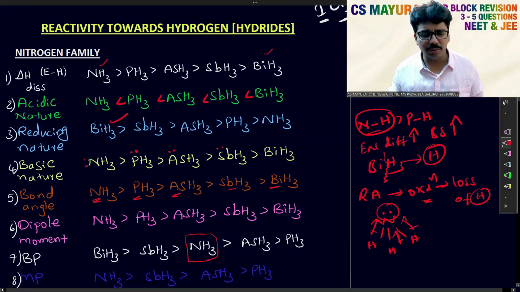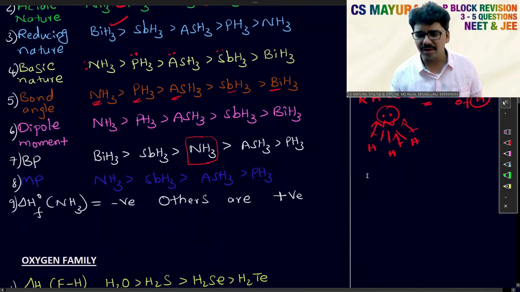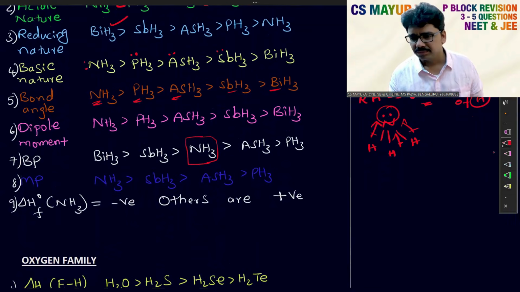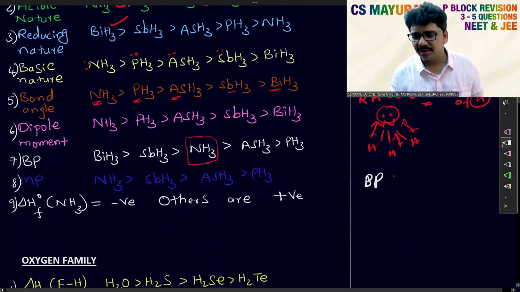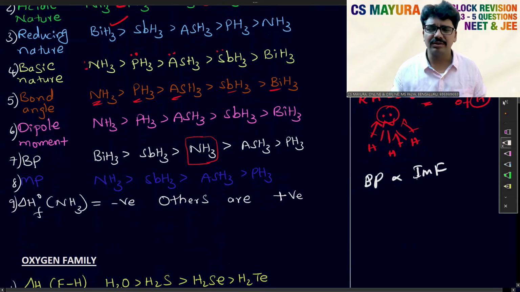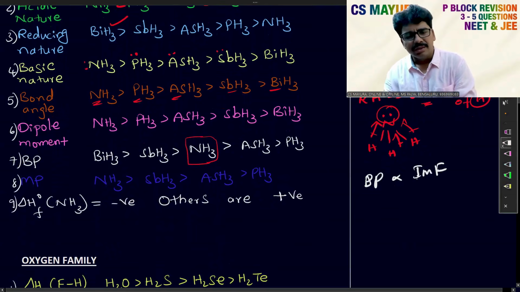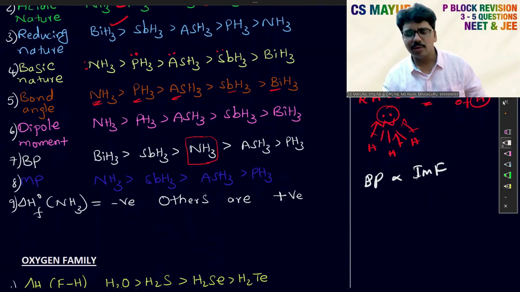Now, dipole moment. Dipole moment depends on the electronegativity difference. We know that nitrogen has higher electronegativity, so the bond pair movement towards nitrogen is more compared to others. So this is the order of dipole moment. And boiling point. Boiling point depends on intermolecular forces. Intermolecular forces mean dipole forces, right? Dipole-induced dipole forces, induced dipole forces. These are intermolecular forces.